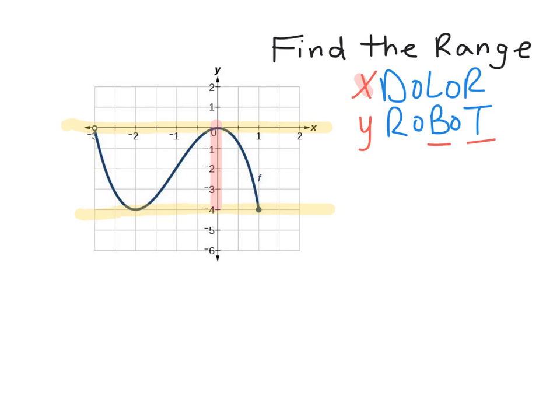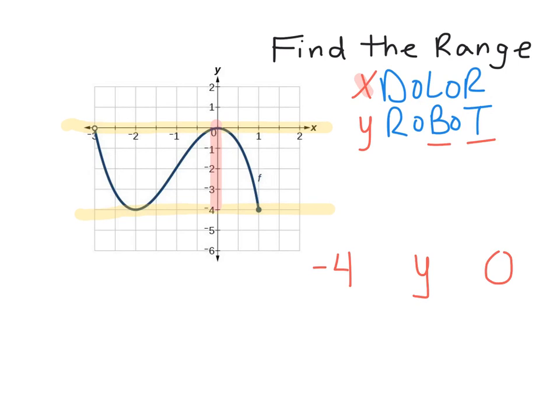So I'm going to go ahead and write that down, -4. And then I'm going to look at my top number. So up here, my top number is 0. So I'm going to write that down, leaving a lot of space in between. And I know that range is Y, so that's what goes in the middle.